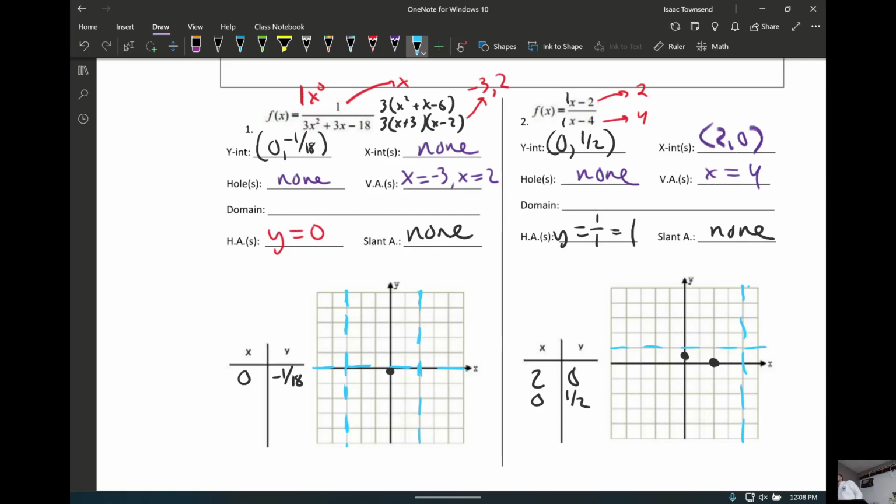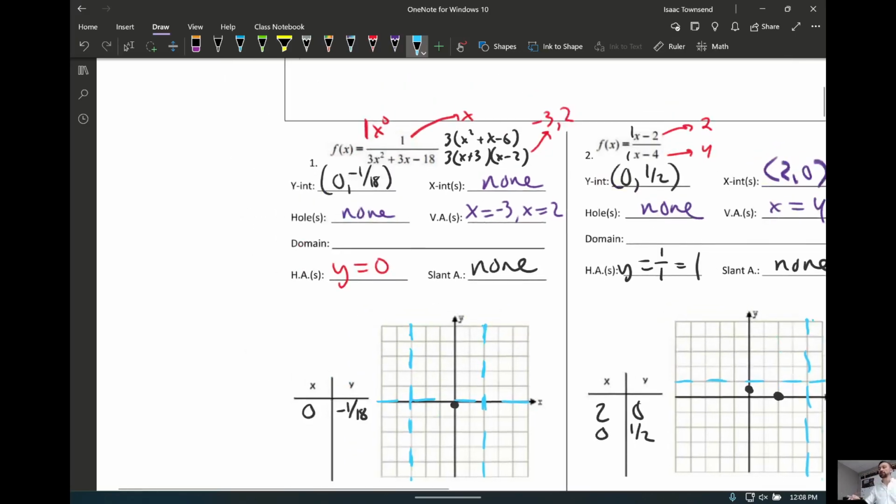Do you guys, does this even sound familiar from last year? I know you're supposed to learn it in Algebra 2, but nobody, oh, some, okay. I'm seeing some yeses and some nos. Maybe you guys just forgot.